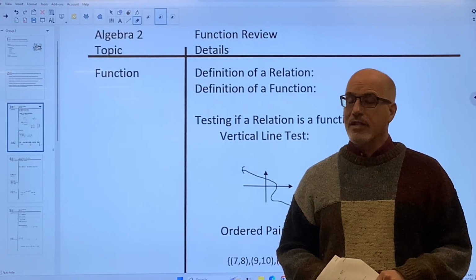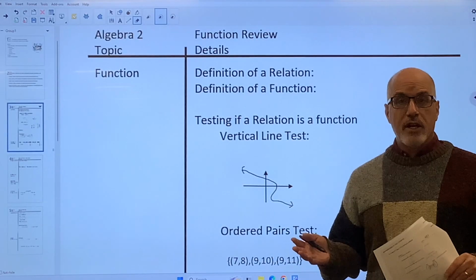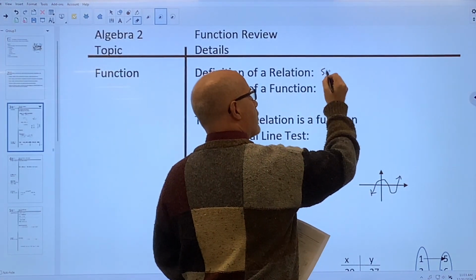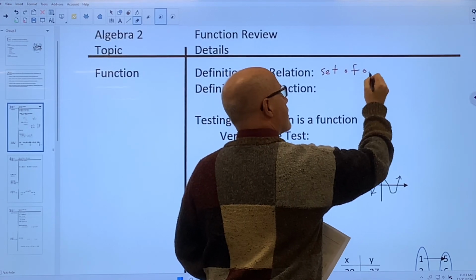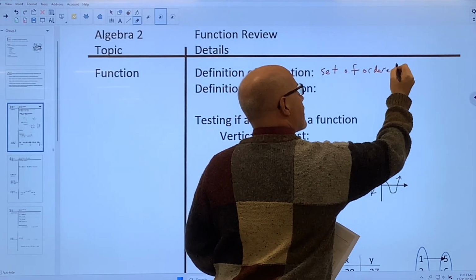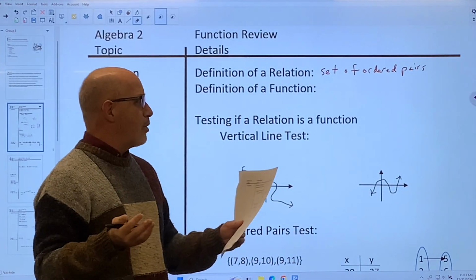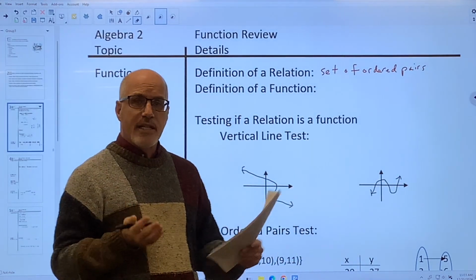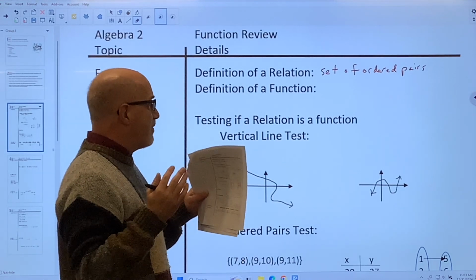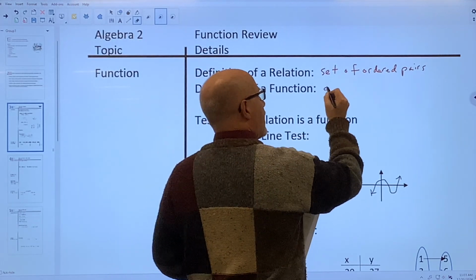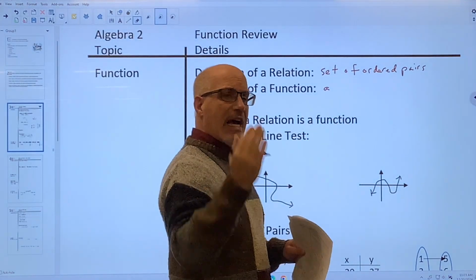We will start discussing functions and just reviewing over what we've done with functions before. So let's start by doing some definitions. First, we want to define what a relation is. A relation is just a set of ordered pairs. Usually we have x's and y's. If we have sets of x's and y's together, that's a relation. A function is a relation where for every input there's only one output.